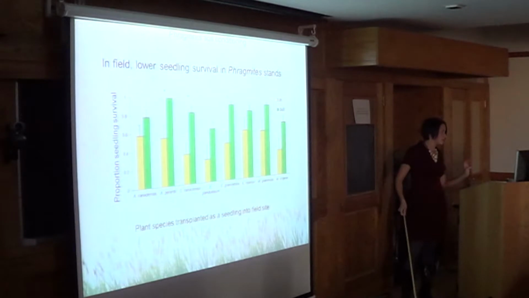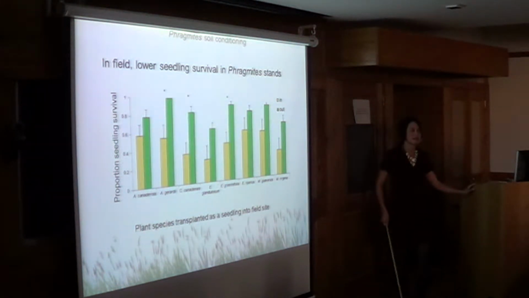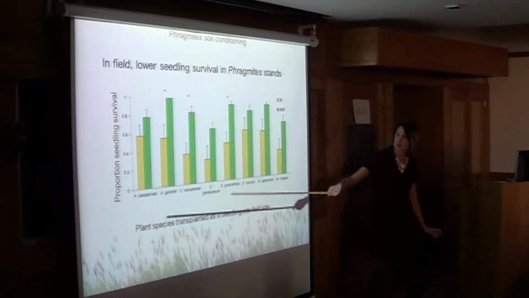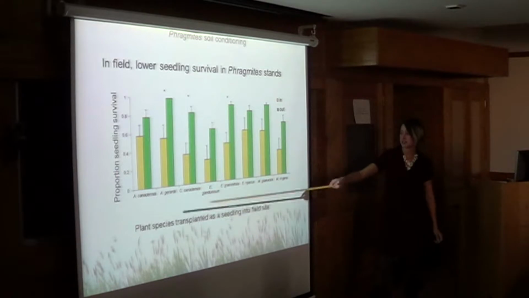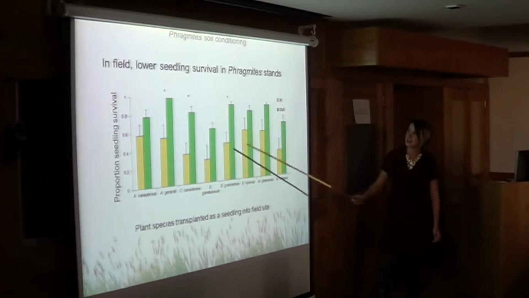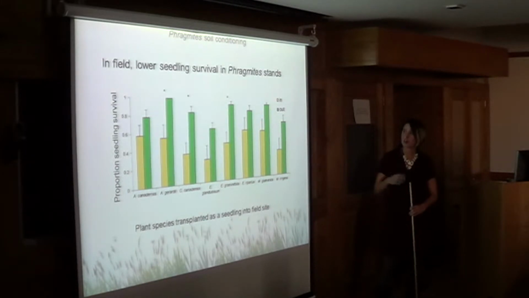And what happened was that there was overall lower survival in Phragmites stands. So this is the proportion of seedlings surviving. This is plant species transplanted, so a number of different plant species here. The yellow is inside and the green is outside. So overall, there's a clear trend that things did better outside of the stands than inside.